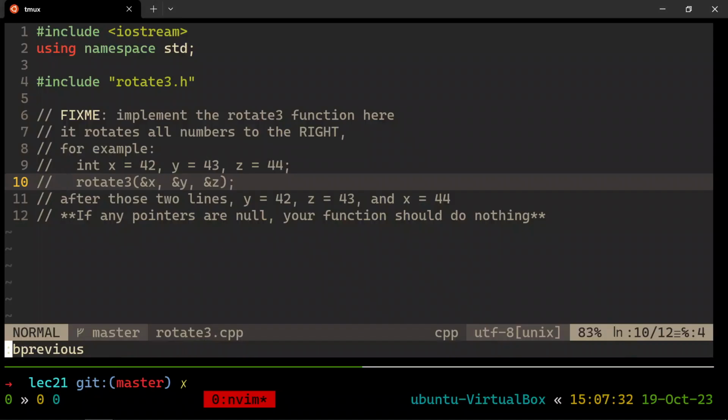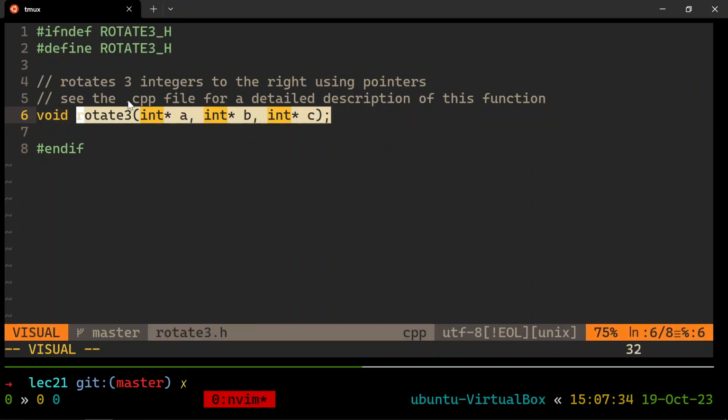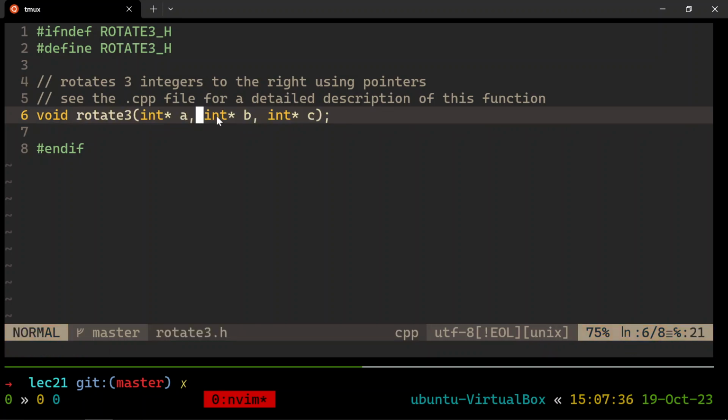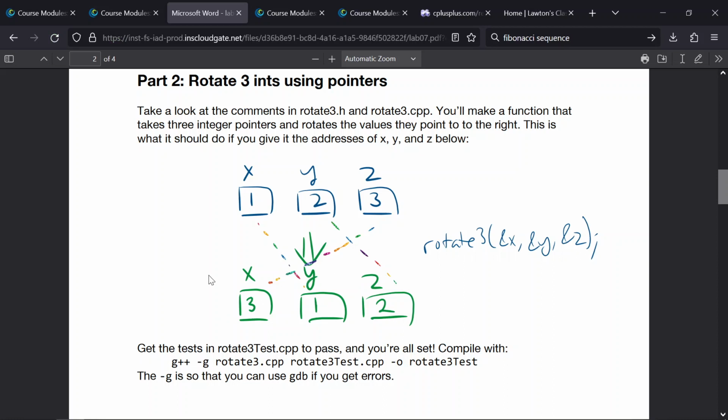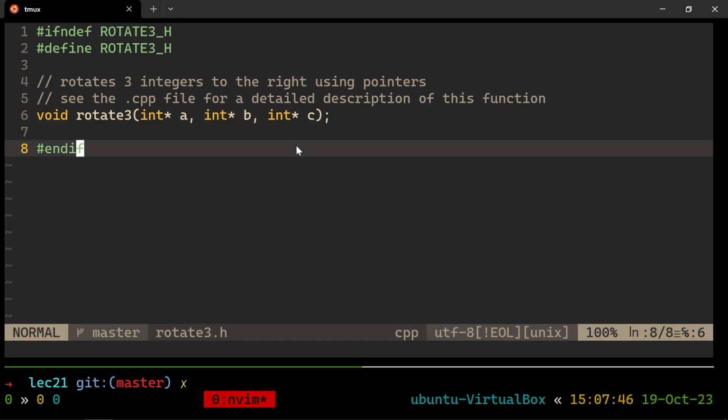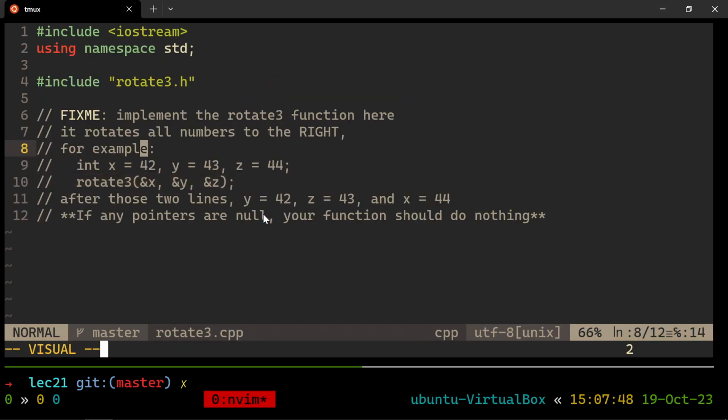So here's the declaration again. You're getting int pointers, and I want you to rotate these values to the right. So star b becomes the old star a or whatever. Okay? Just use this diagram as your guide. It should help. But that's going to be the declaration. Go and implement it here.